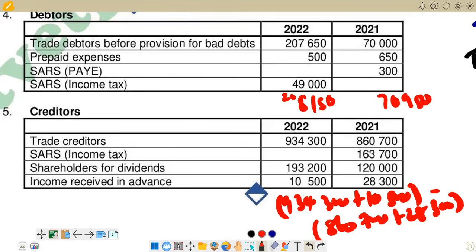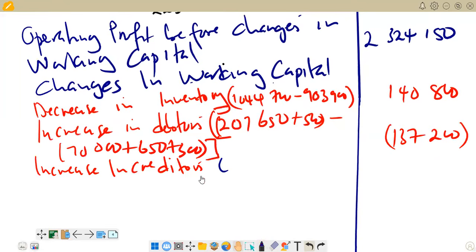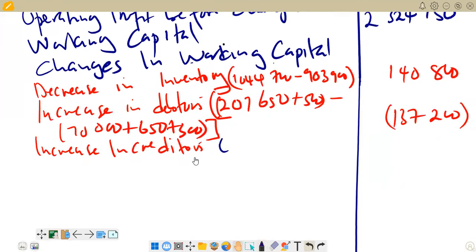So we go there in the answer section and summarize that one. So this one is an increase in creditors, and then we summarize the working there. Let's try to summarize that working. So this is the working that we already have, right?